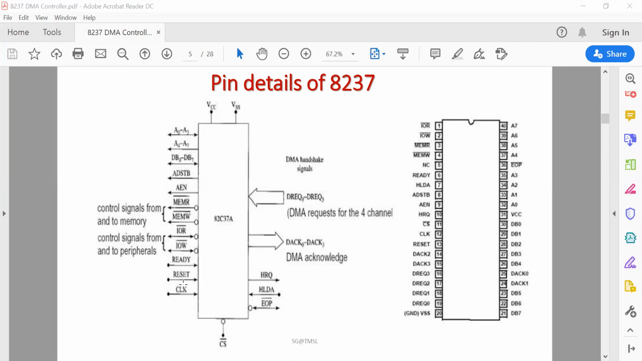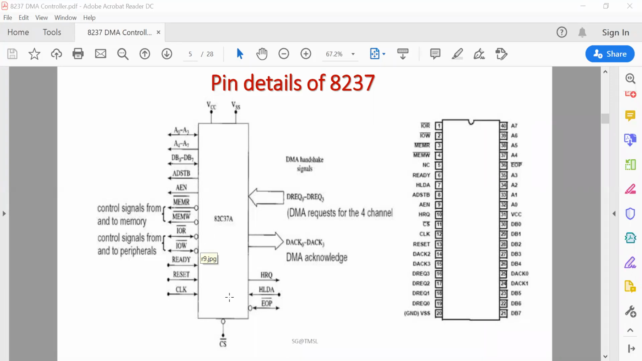Okay. The next is the ready pin. This active high input is used to match the read or write speed of the 8237 with slow memories or IO devices that are connected with this 8237 DMA controller system.